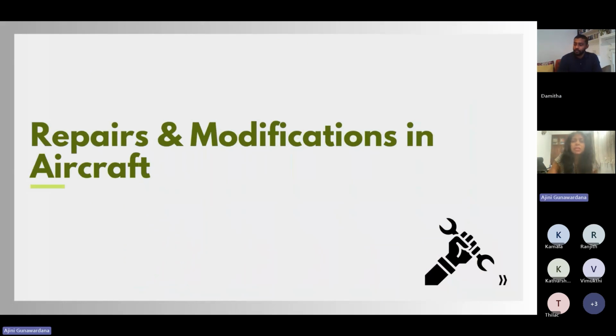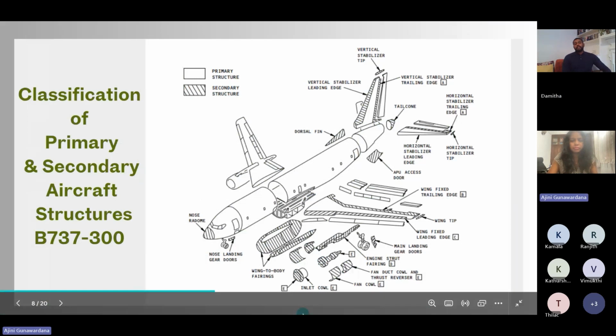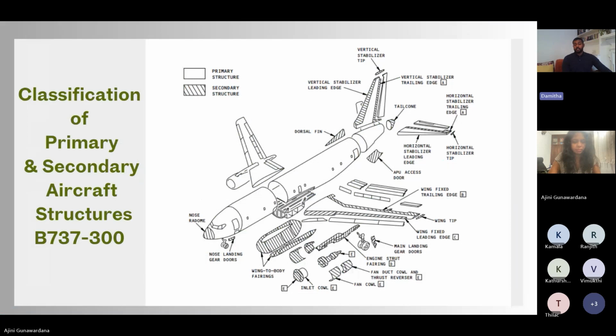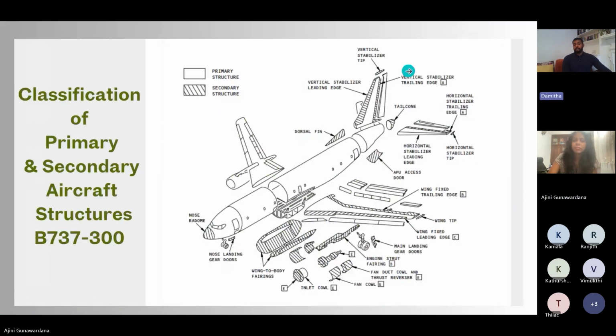So we can maybe talk a little bit on the repairs and modifications in aircraft, as well as how you normally classify the primary and secondary aircraft structures, and just give maybe an insight. Sure. So as I told a bit earlier, the design engineering as an element of an already existing product and aircraft.